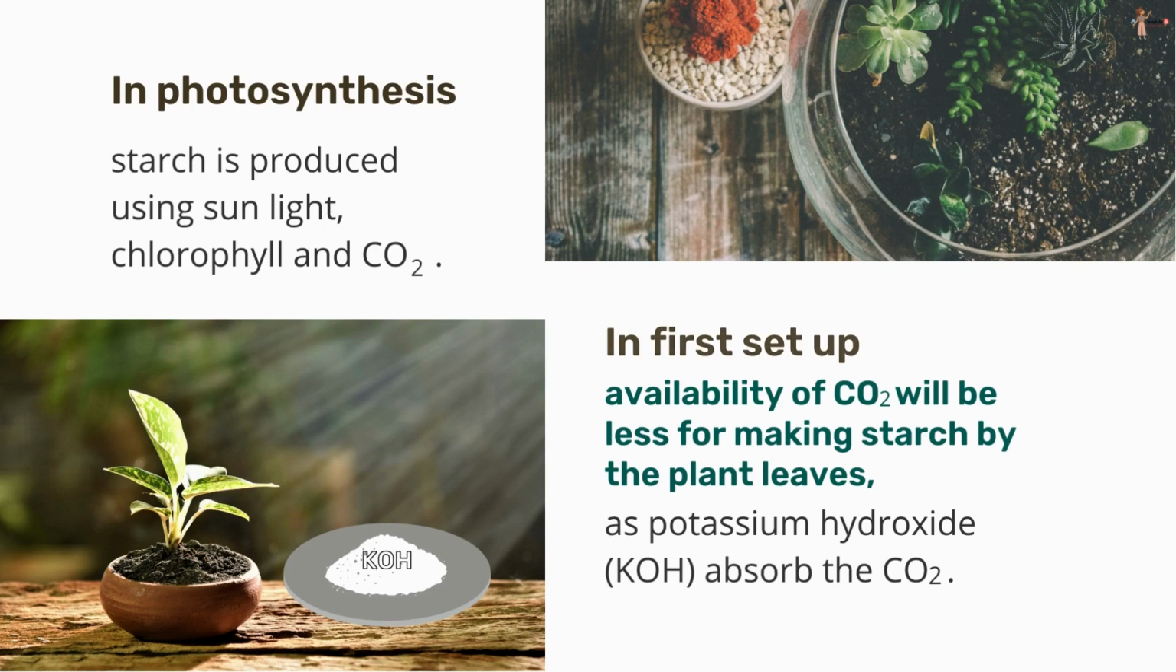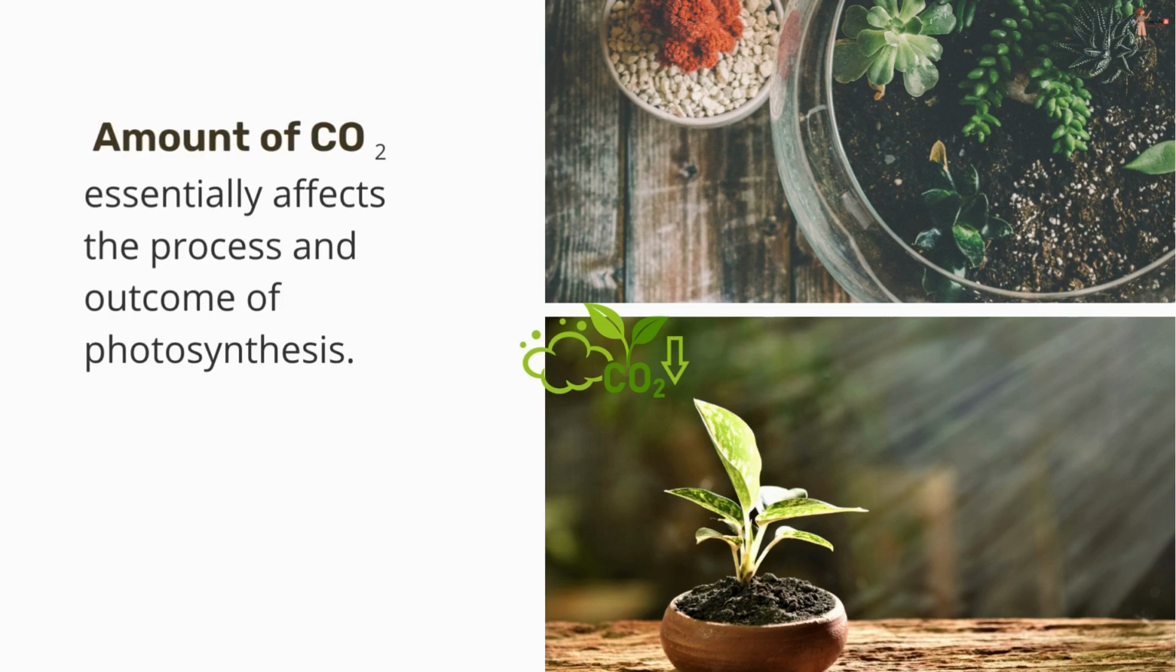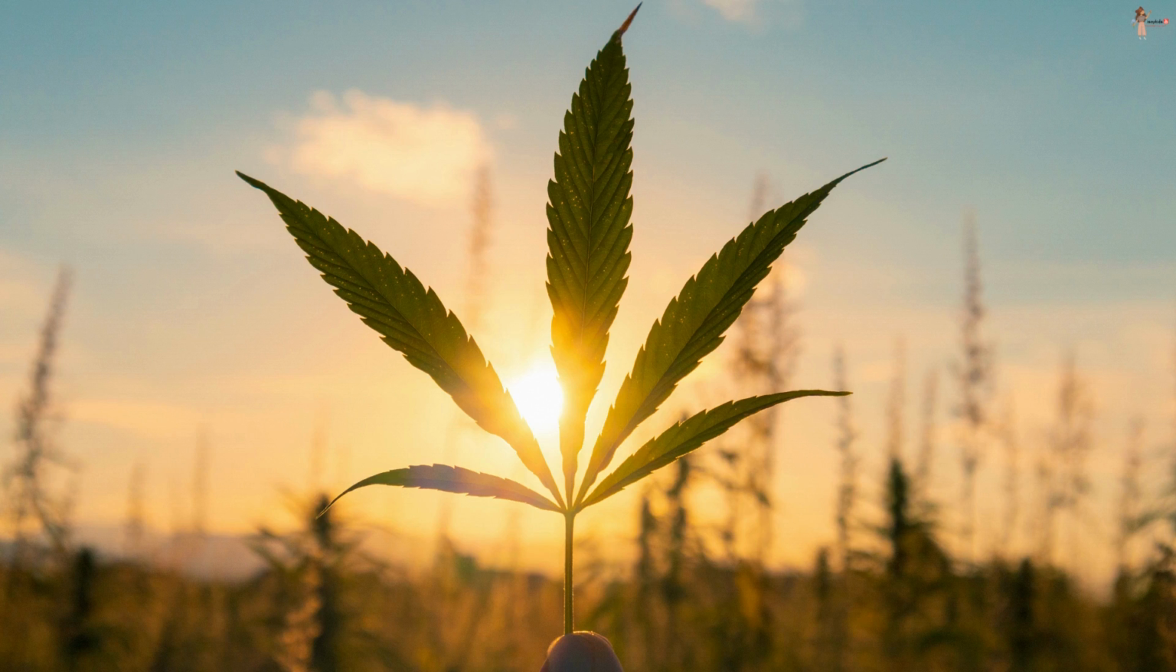So, from this activity, we can conclude that the amount of carbon dioxide essentially affects the process and outcome of photosynthesis. Based on the two activities performed above, can we design an experiment to demonstrate that sunlight is essential for photosynthesis?